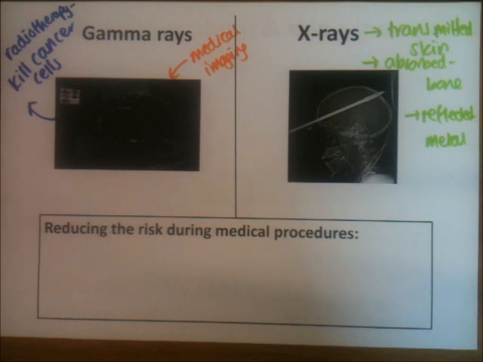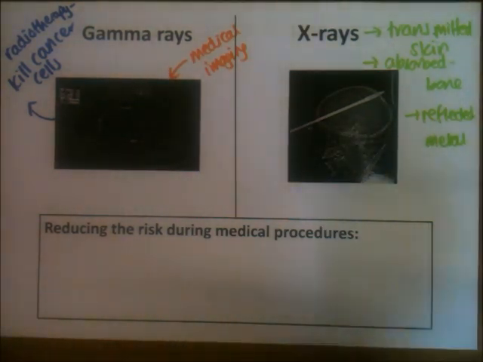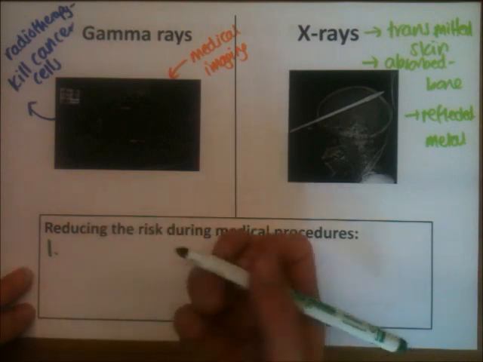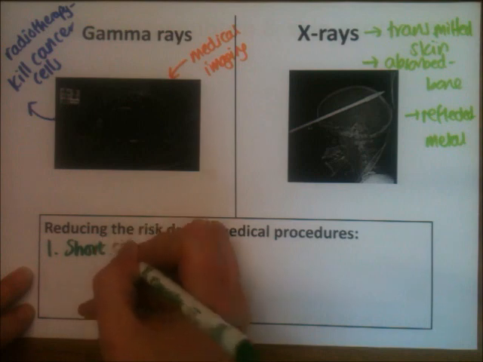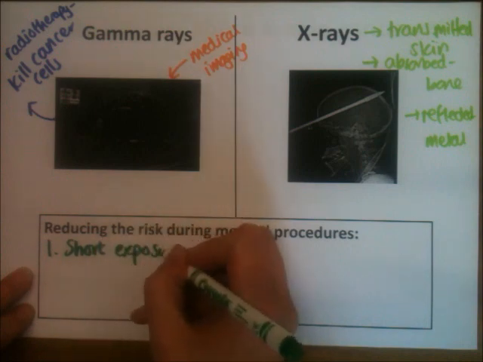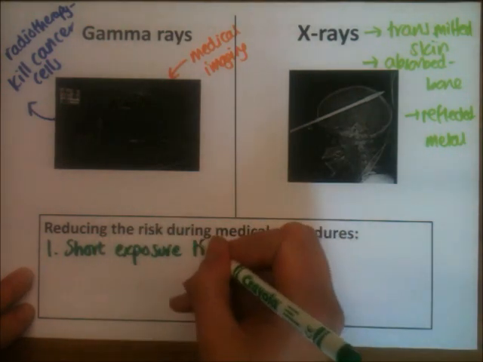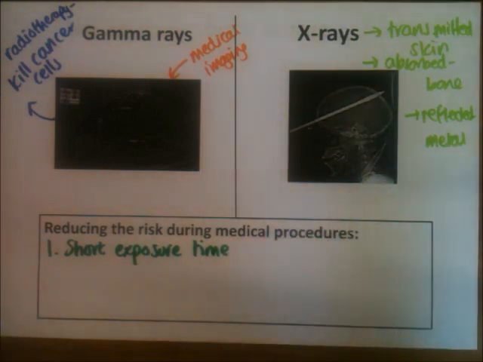Okay, now we know that you shouldn't take them if you're pregnant, and that's because babies or fetuses are much more prone to them and the damage that they can do. Okay, but for both of these, we have to think about how the risk is reduced during these medical procedures. First things first, you only have as short an exposure time as possible. So you wouldn't have an x-ray for like 4 hours exposure time. You'd have it as quickly as possible, so you're only exposed to the x-rays or the gamma rays for as short a time as you need to be.